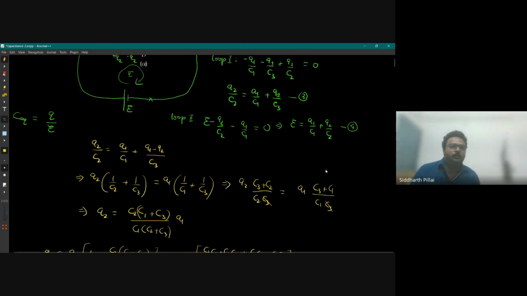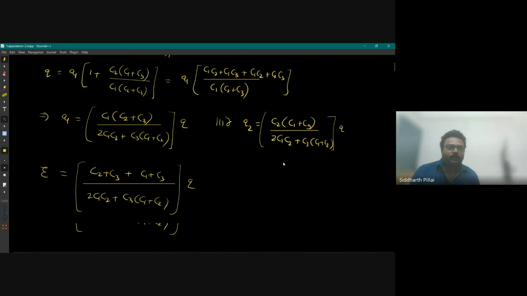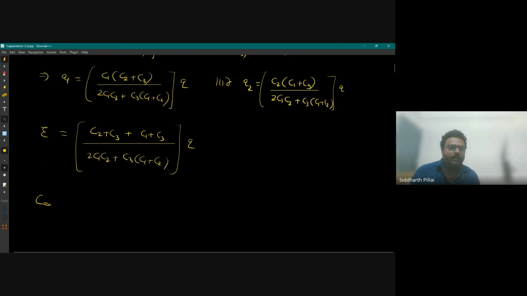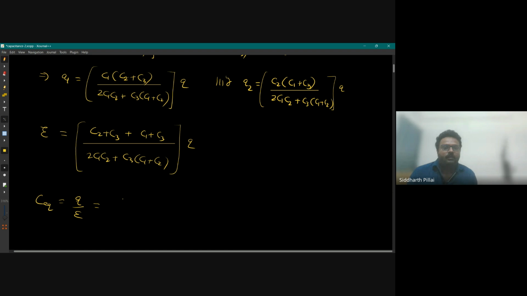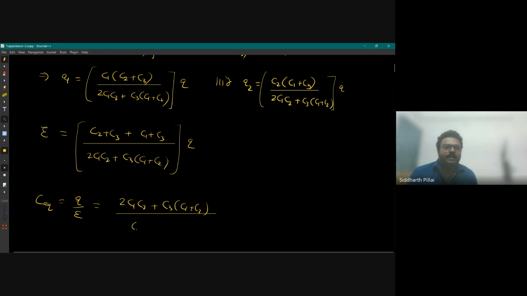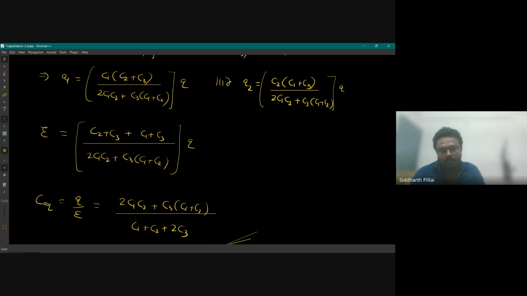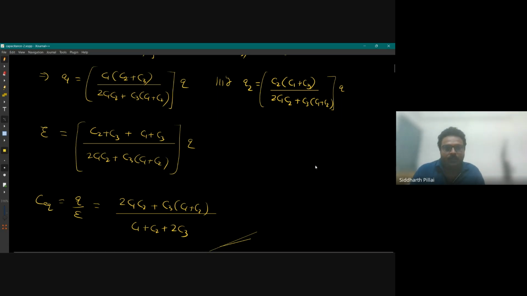Now you rearrange, what do we need? We need Q by E. So therefore, your C equivalent, which is Q by E, is nothing but 2C1 C2 plus C3 into C1 plus C2 whole divided by the numerator here, which is C1 plus C2 plus 2C3. And that is your answer. Okay. So I hope you were able to follow what I did here and do it on your own if you haven't done already.